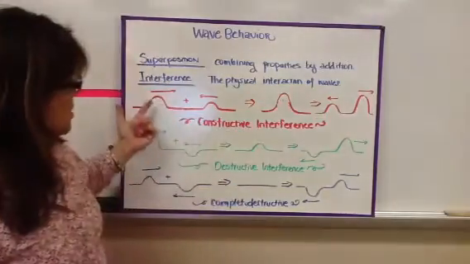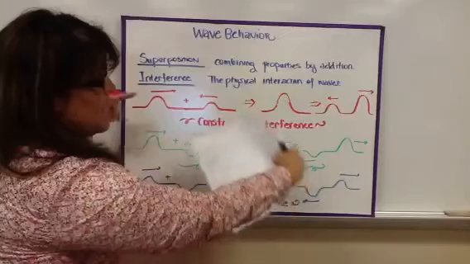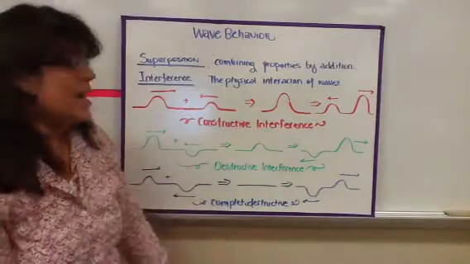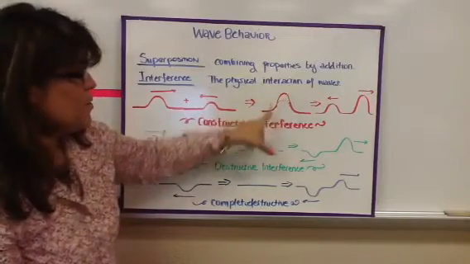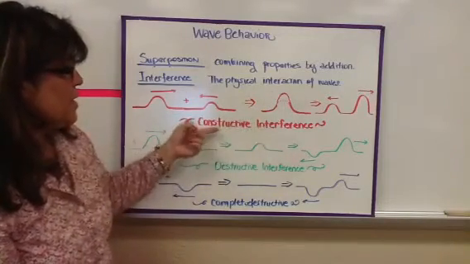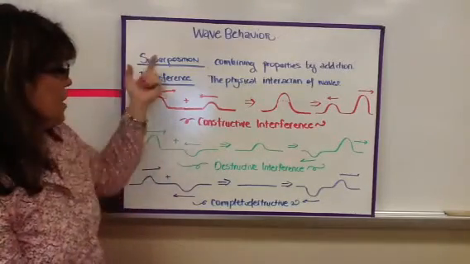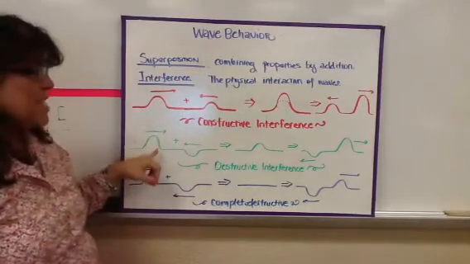And so you can see that we're going to add these two. They're going to come together, they're going to add up, and then they're going to keep going the same way that they came. And this right here is what's called interference. And it's constructive because they're both on the positive side and they're up. Now we're going to talk about destructive.